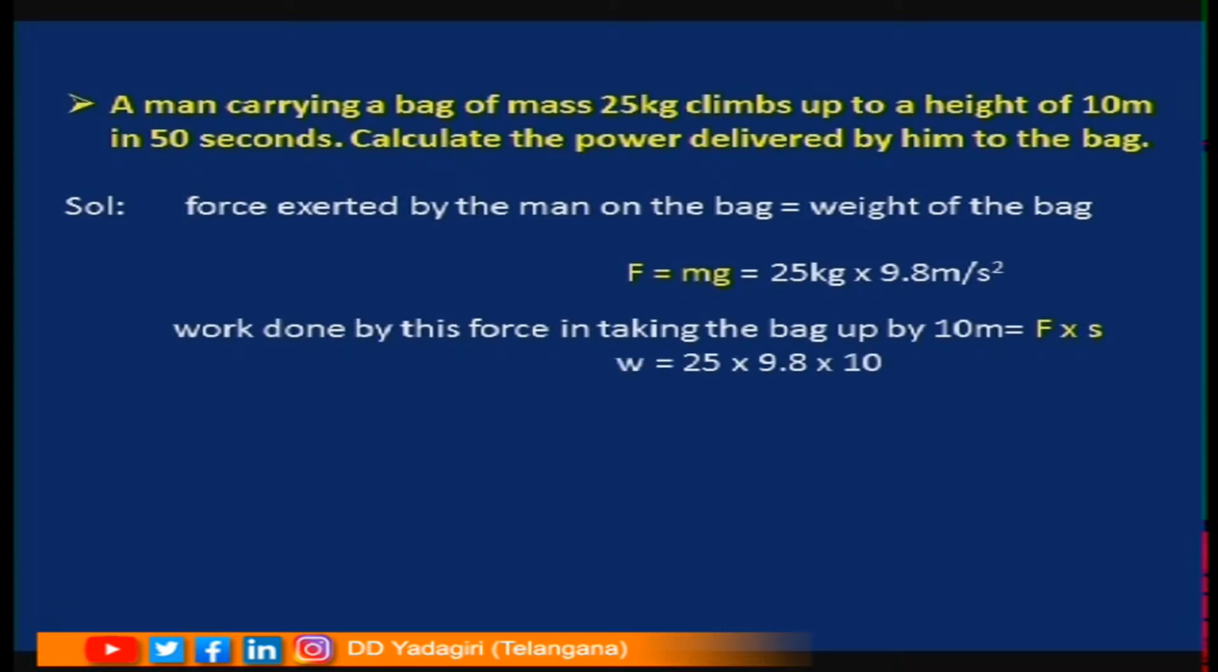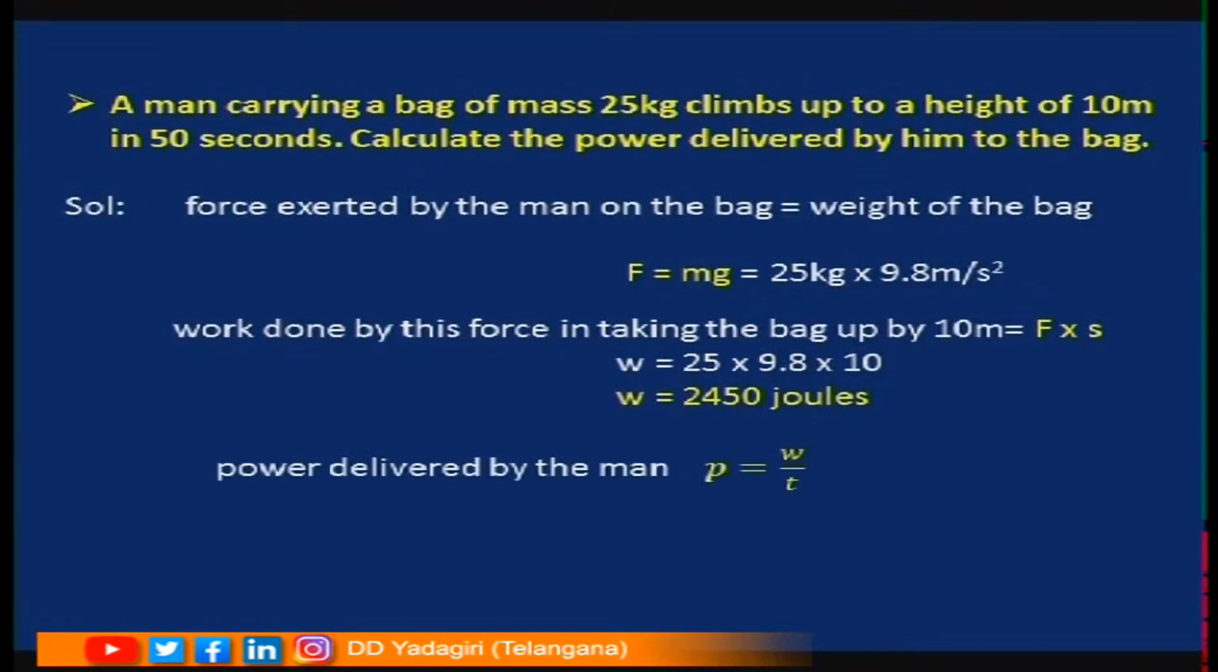So, substitute the values. Work done W equals 25 into 9.8 into S, that is displacement, that is the height to which the bag is taken, that is 10. So 25 into 9.8 into 10. Finally, the product of these three values is 2450 joules. So, this is the work done on the bag.